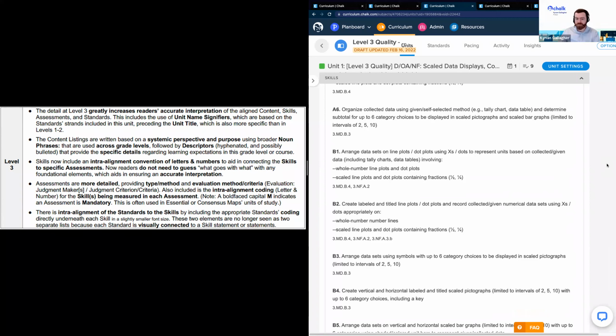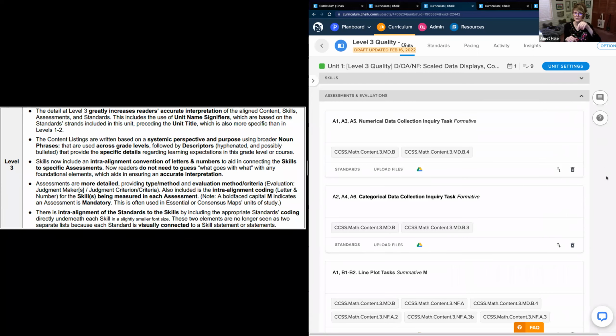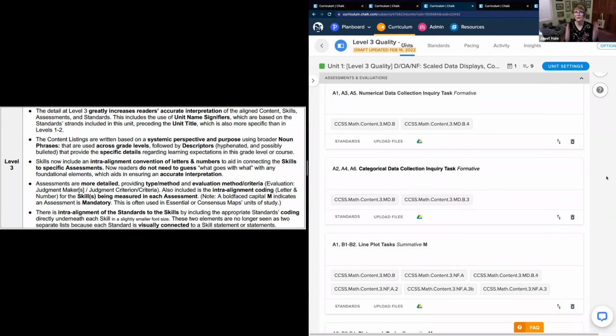So if you want to collapse that one just for a second there, Keenan, so we can see assessments, you can collapse skills just for a second. Now we're looking at assessments, and notice, there's alignment. We know exactly what standards go with what skills. Therefore, we can now say if these skills go with that assessment, we can even include those.